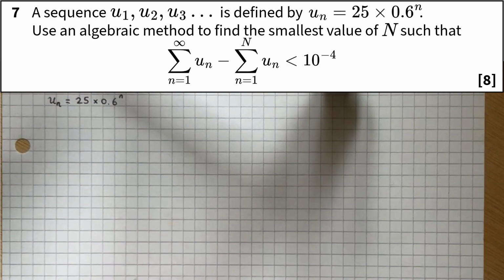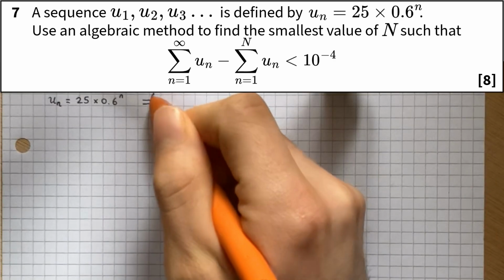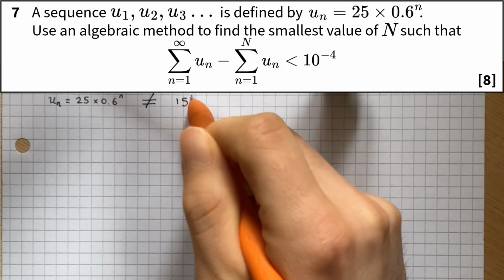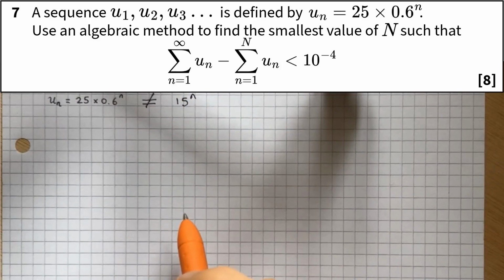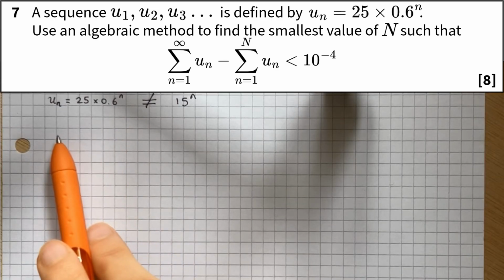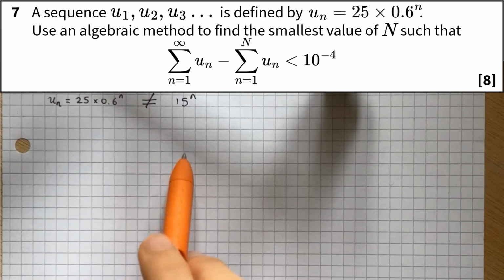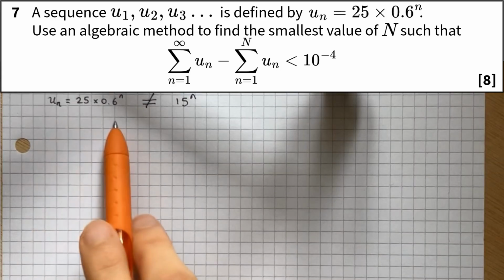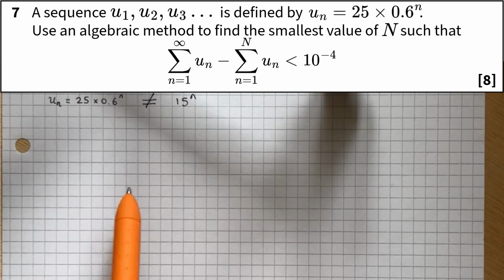The first thing I'd like to note is that u_n, the sequence, is not the same as timesing 25 by 0.6 and raising it to the power of n. The reason is there are no brackets around the 25 and the 0.6, but this is still a mistake I see all the time. Just think, the examiner wouldn't write it in this form if it could be simplified straight away. So now that you won't be making that mistake, let's try and work out what type of sequence it is.